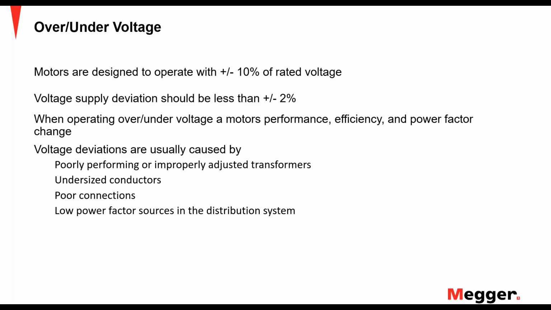So let's look at some specifically here. So under overvoltage, motors are designed to operate within 10% of rated voltage. The voltage supply deviation really should be less than 2%. When operating under or over voltage, a motor's performance, its efficiency, and power factor change. Voltage issues are usually caused by poorly performing or improperly adjusted transformers, undersized conductors, poor connections, low power factor sources in the distribution system.